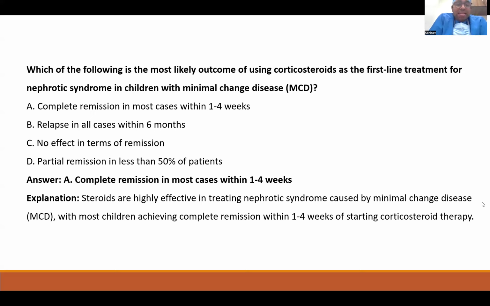Steroids are highly effective in treating nephrotic syndrome, and most patients achieve remission within 1 to 4 weeks of starting daily steroid therapy.